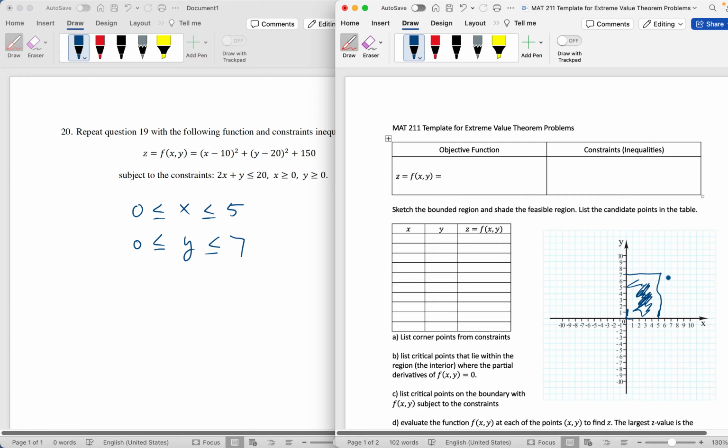So over here, this is 5, 7. This point here, 0, 7. This point here, 0, 0. And this point here, 0, 5. Okay, so those are our corner points. So we list them over here.